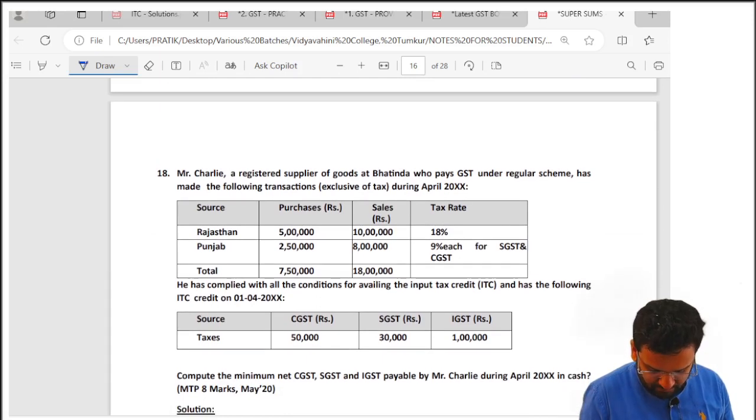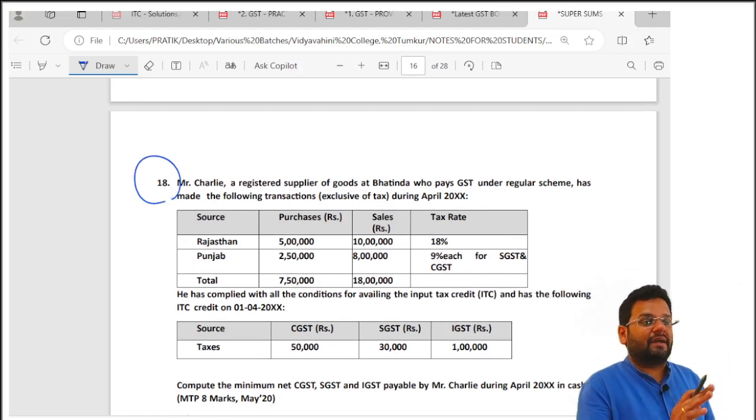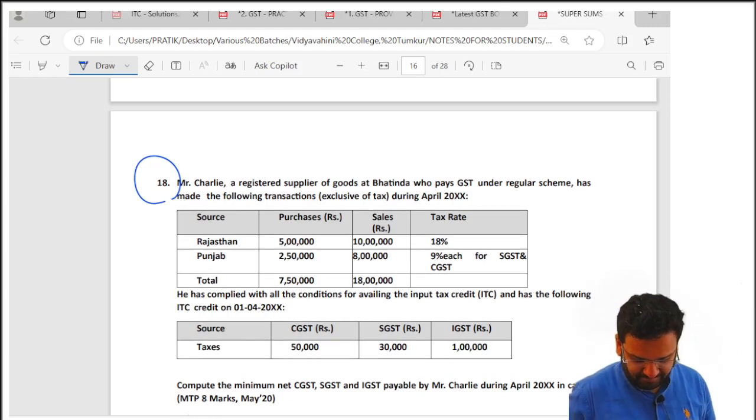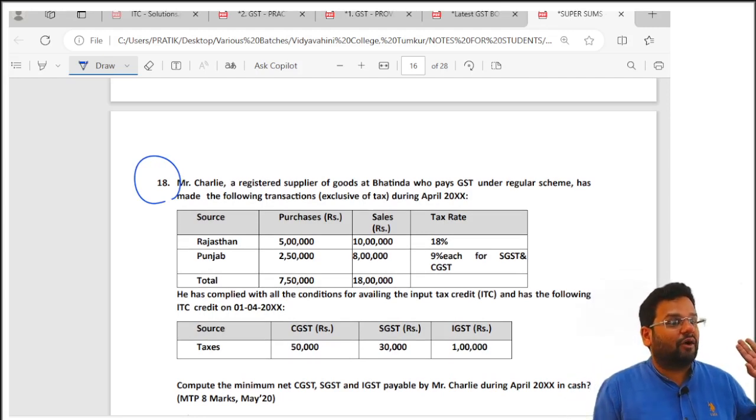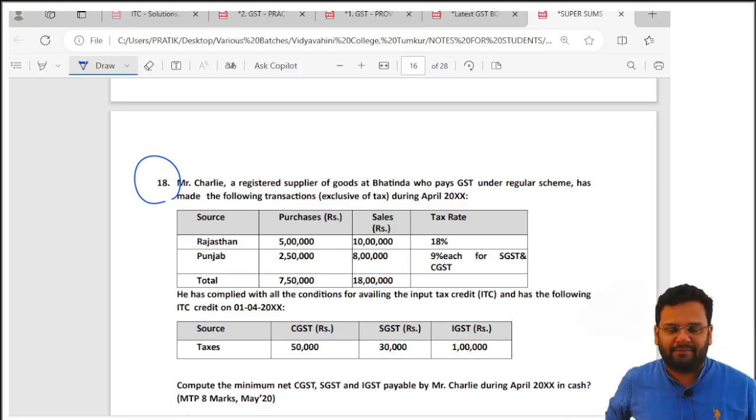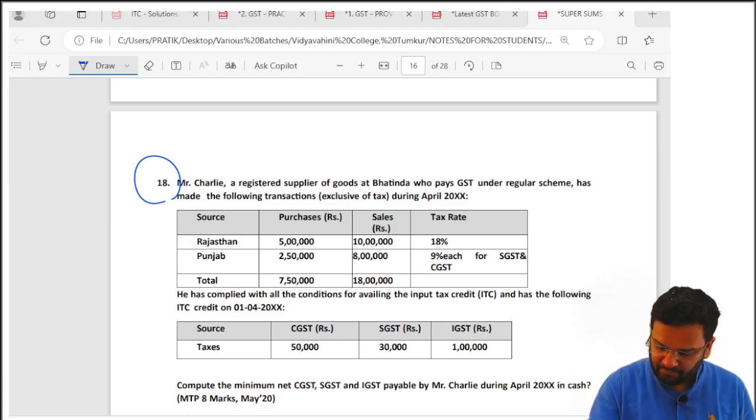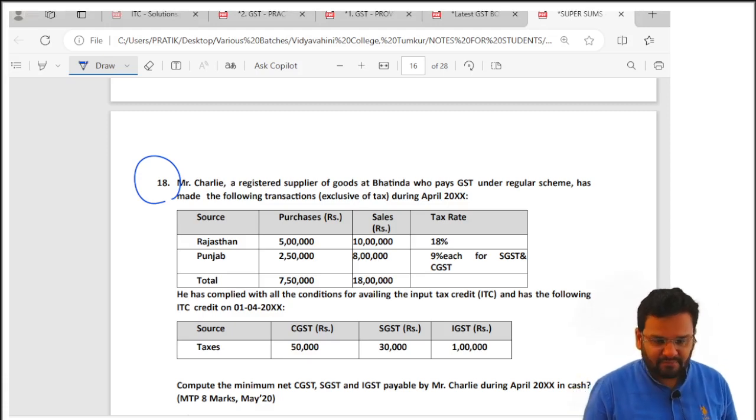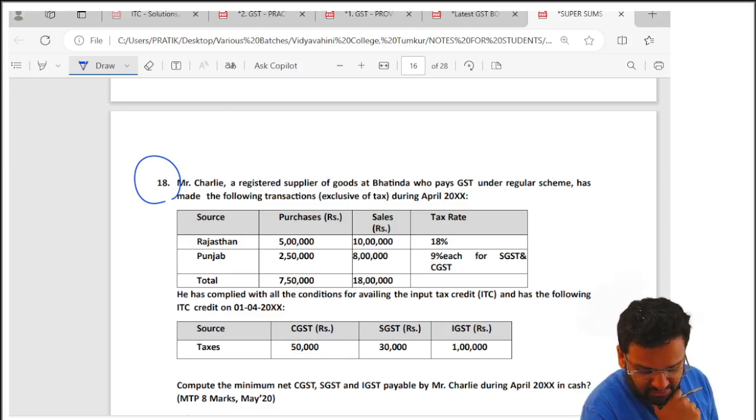I think you can do 18th. Chalo, try 18th. We can try 18th. 18th asks for 8 marks in the mock test paper of May 2020. Let's read it. Let's do it together.